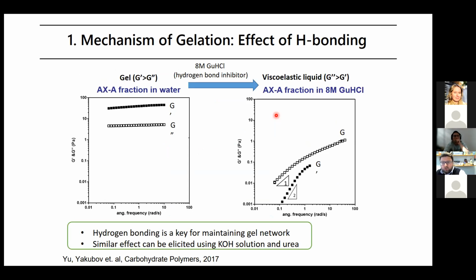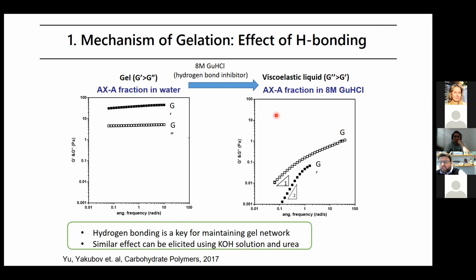So obviously, to take now from the information that we have from the rheological characterization that these are physical gels, we said, okay, if they're physical gels, then if you put in a hydrogen bond inhibitor, the physical gels should dissolve. And here's exactly what happens. You put these gels in guanidinium hydrochloride, and instead of a gel, you form a fluid. So that is a clear indication that the hydrogen bonding is a key mechanism for maintaining the gel structure.